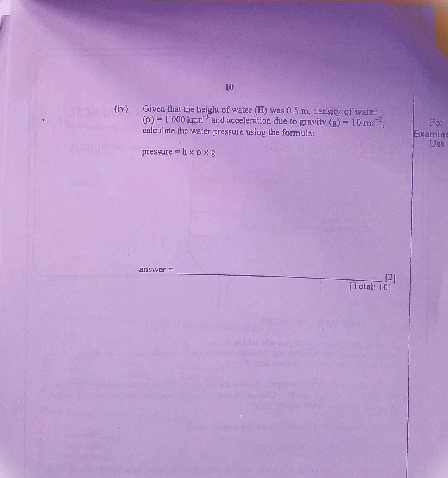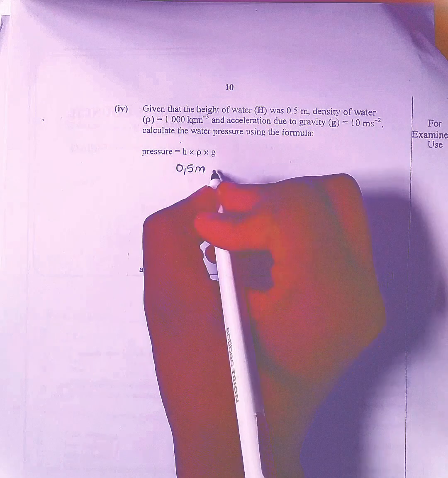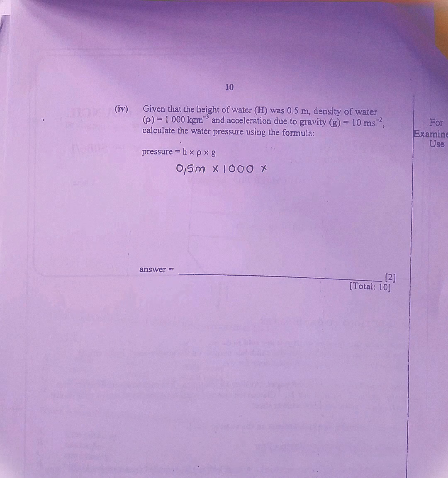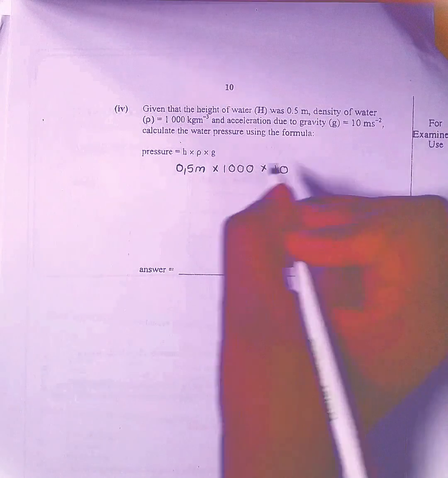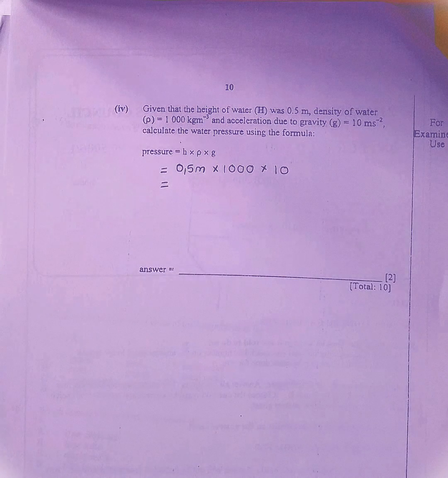So our height is 0.5 meters. We are going to substitute that, 0.5 meters. And then our density is 1,000, so we say times 1,000. And then our acceleration due to gravity is 10, so we are going to multiply by 10. We need to find the value of 0.5 times 1,000 times 10. We are going to obtain 5,000 pascals.